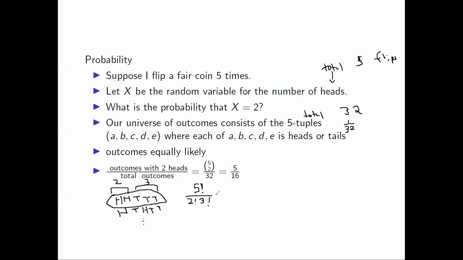So if you check that, we notice this formula right here, 5 factorial over 2 factorial times 3 factorial, is the exact same as 5 choose 2. And so that is the number of outcomes with 2 heads, 5 choose 2. So we get 5 choose 2 divided by 32. And that gives us 10 over 32. And we can simplify that, divide both by 2. So we got 5 over 16.